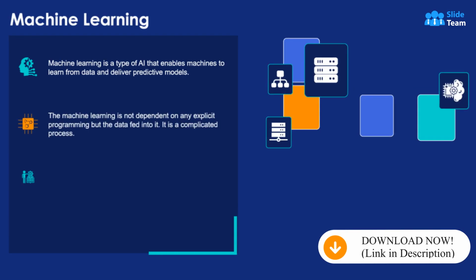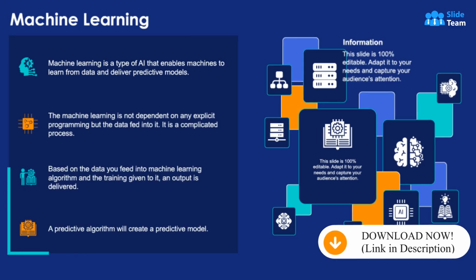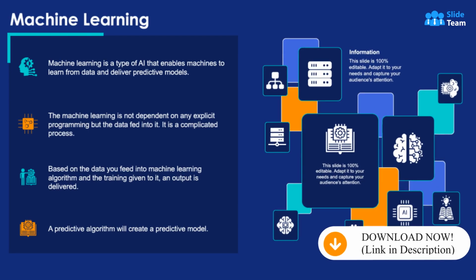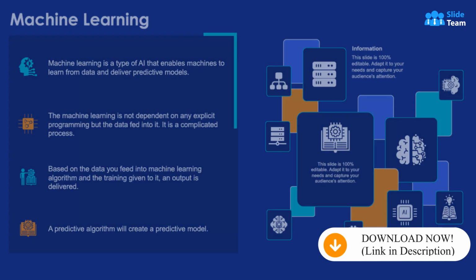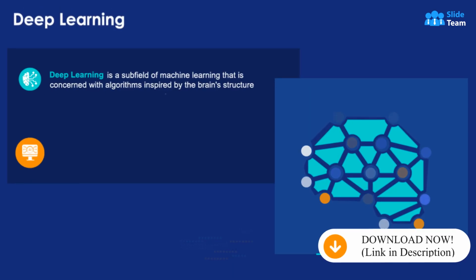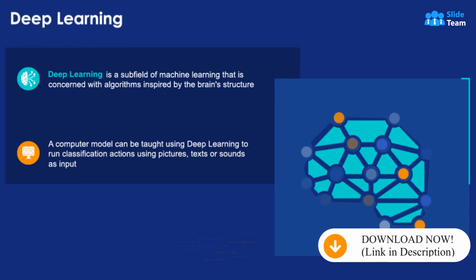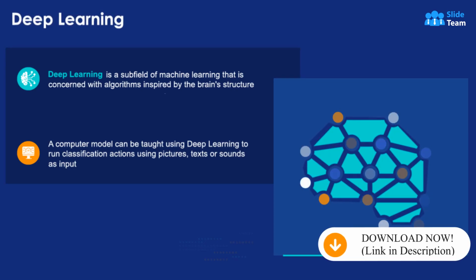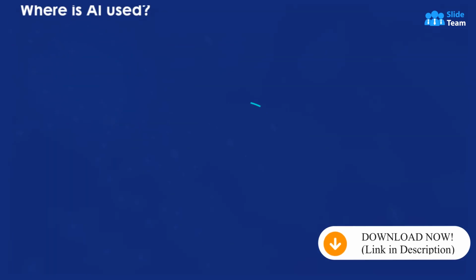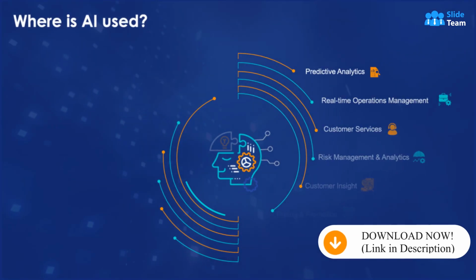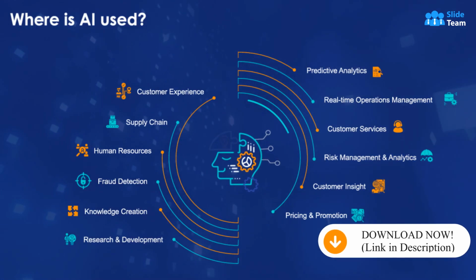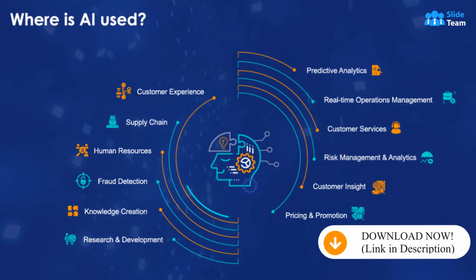Understand how AI uses machine learning algorithms to enable machines to learn, reason, and make intelligent decisions. Get an overview of deep learning, a cutting-edge branch of AI that mimics the human brain's neural networks, enabling computers to learn and make complex decisions. This presentation takes a deeper dive into the subject, shedding light on the practical applications of AI.